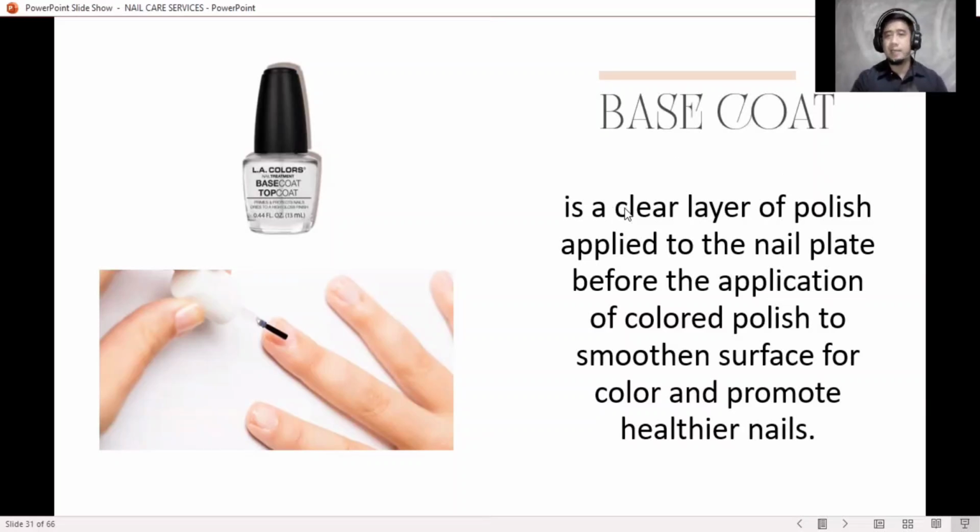Bago natin i-apply yung mga nail polish natin na may kulay, lagyan muna natin ng base coat para smooth siyang lagyan at protektado din ang ating mga kuko.